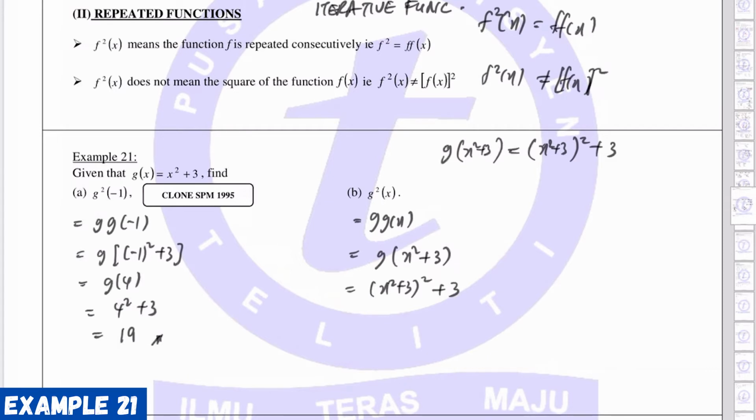As I expand, remember the expansion of (a plus b) squared? Yeah, (a plus b) squared will be what? a squared plus 2ab plus b squared. But instead of a normal linear term, this is x squared. So x squared, when you square it, you get x power 4. Then you take 2 times 3, which is 6. 6 times x squared, 6x squared. And 3, if you square, you get 9, plus 3. Answer is x power 4 plus 6x squared plus 12. Okay.